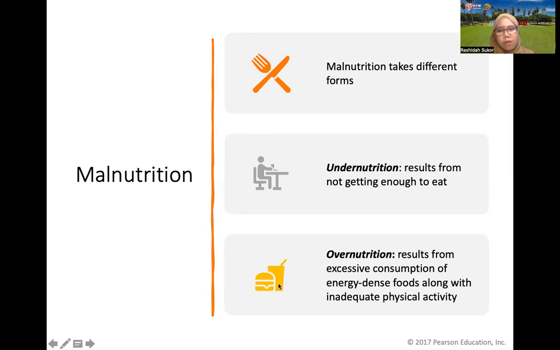We have a problem of overnutrition, and that is also called malnutrition, because malnutrition refers to not good nutrition, right? So what does overnutrition mean? It results from excessive consumption of energy-dense food along with inadequate physical activity. This is one of the big problems that we are facing in our society in Malaysia or developed countries. We are lacking physical activity and we like to eat energy-dense food along with that. Okay, it's a recipe for disaster.